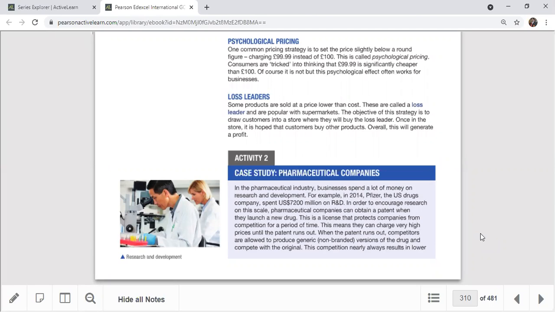In order to encourage research on this scale, the pharmaceutical companies can obtain a patent when they launch a new drug. This is a license that protects the companies from competition for a period of time. Right? This means they can charge very high prices until the patent runs out. So when the patent runs out, the competitors are allowed to produce generic or non-branded versions of the drug and then compete with the original. The competition nearly always results in lower prices.